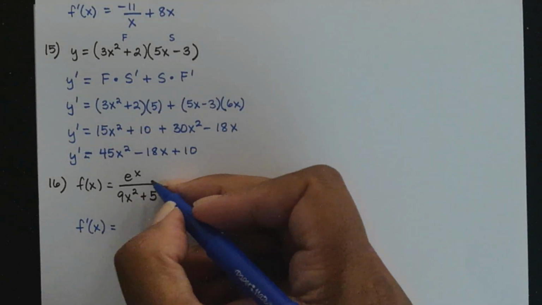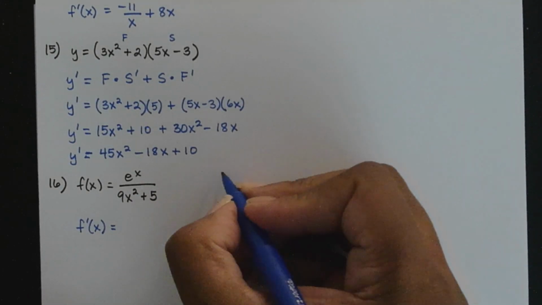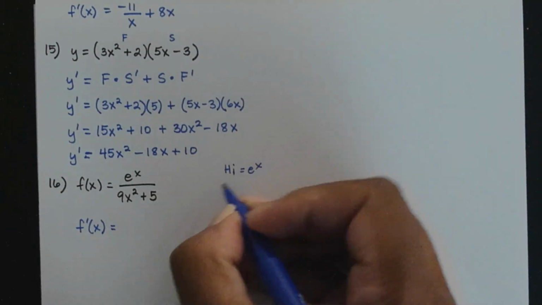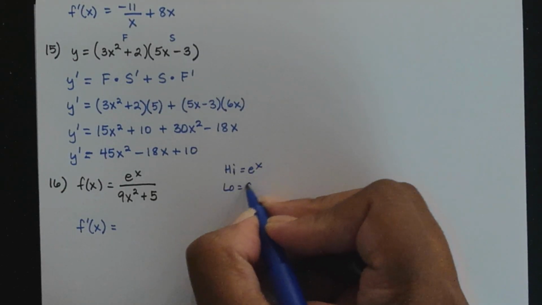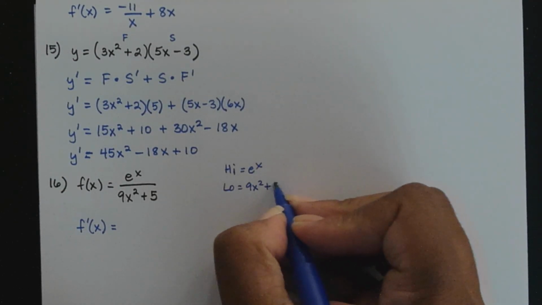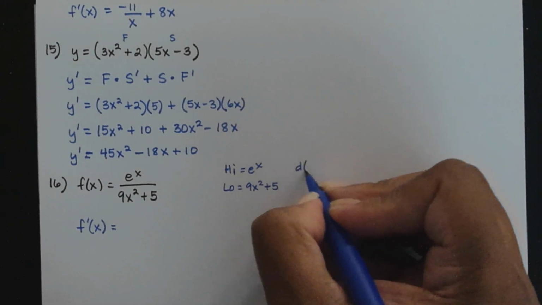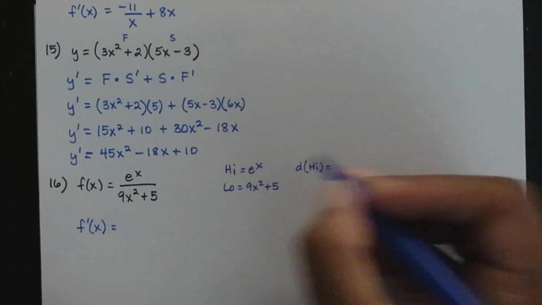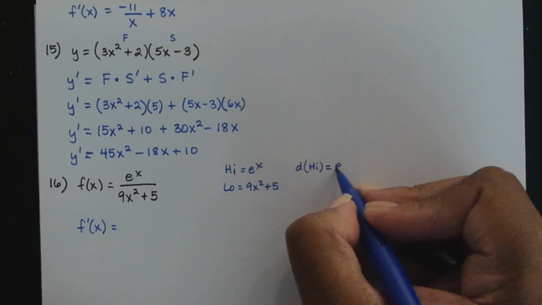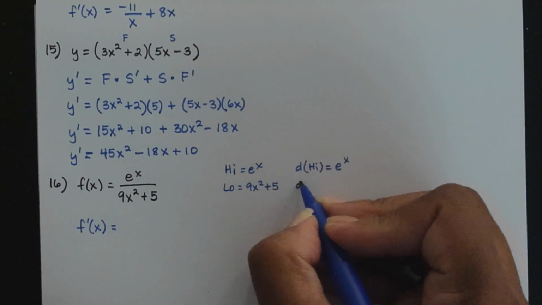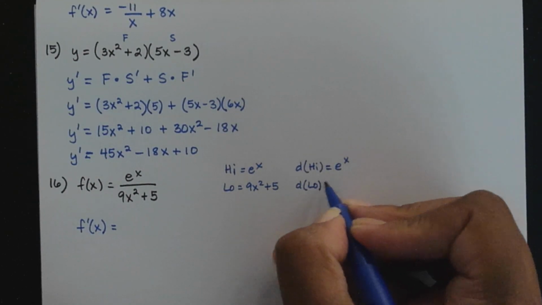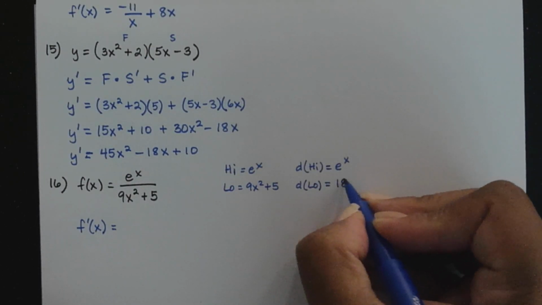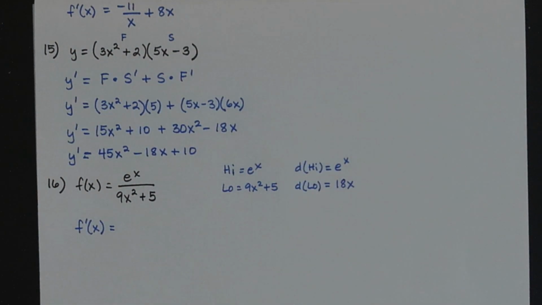okay, and this is going to be the high and the low. So if the high is e to the x, and the low is 9x squared plus 5. What's the derivative of the high? Derivative of e to the x. E to the x. And the derivative of the low, that's your 9x squared plus 5. What's that derivative going to be? 18x. Okay, so here's what we got.